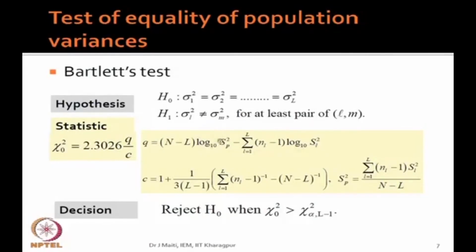So, you first need to compute S1 square, S2 square, S3 square, S4 square, like all the individual population variance values. Then you also need to compute the pooled one. This pooled one is given in this equation: SP square equals the sum over L equal to 1 to capital L of (NL minus 1) SL square, divided by N minus L. I think you have already seen this in the last class.